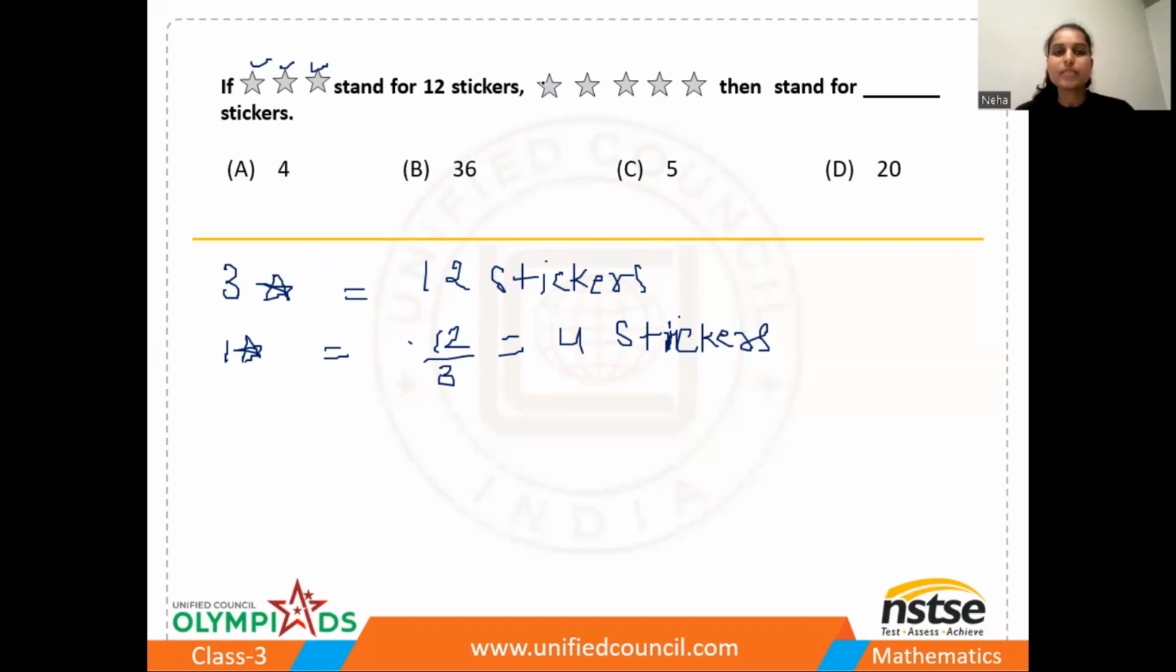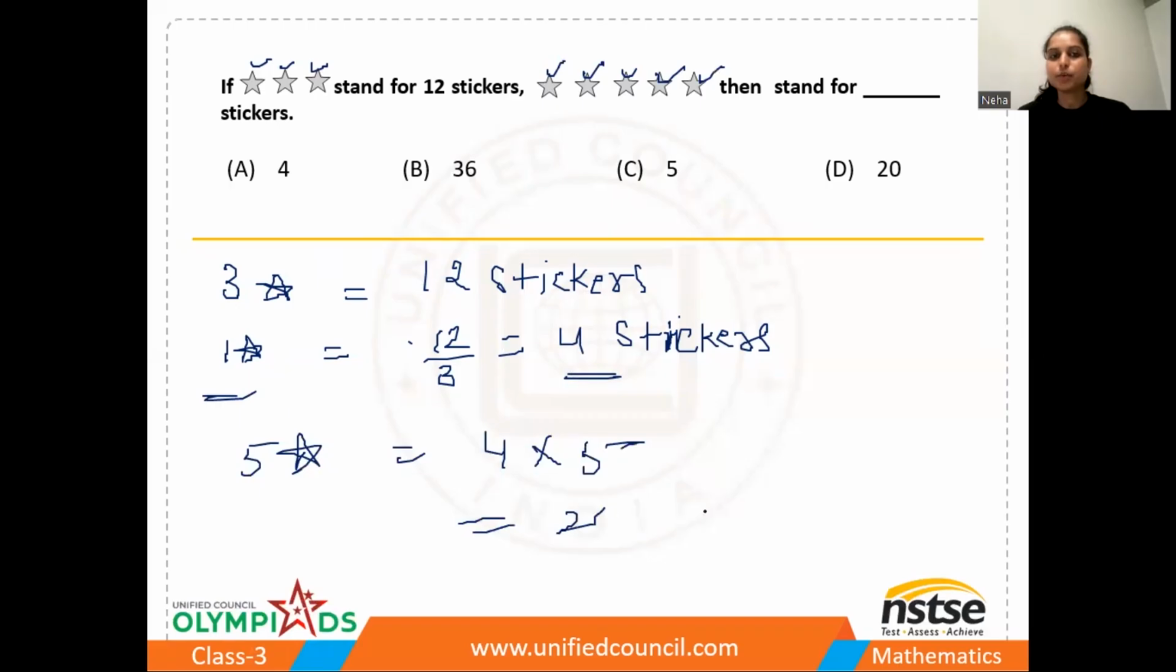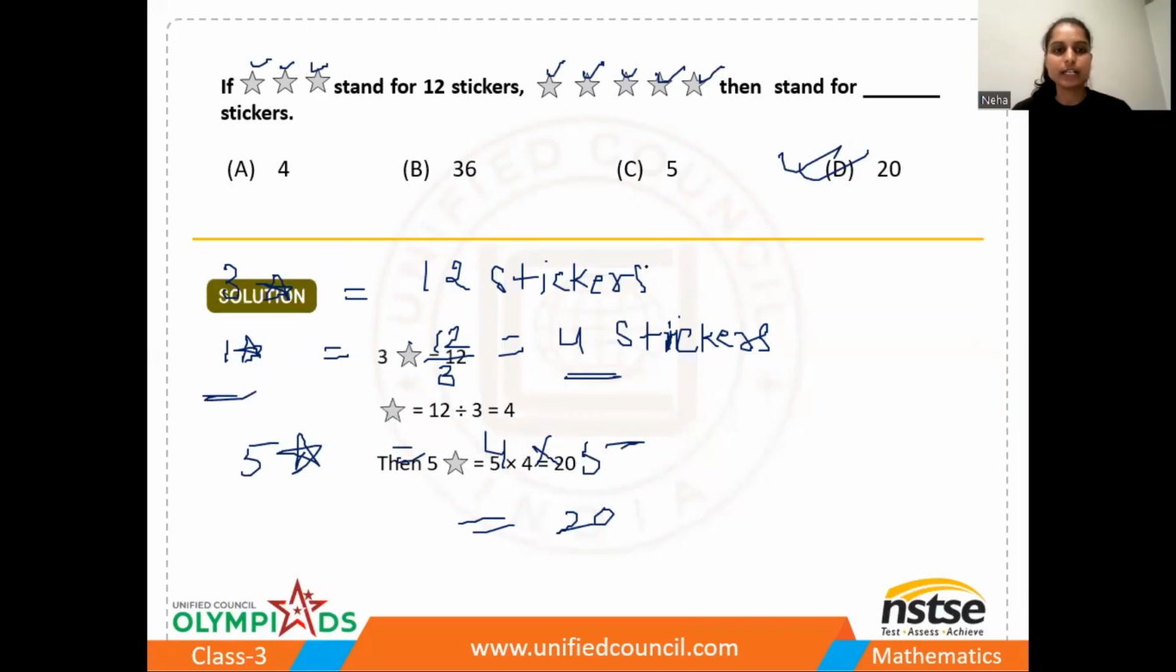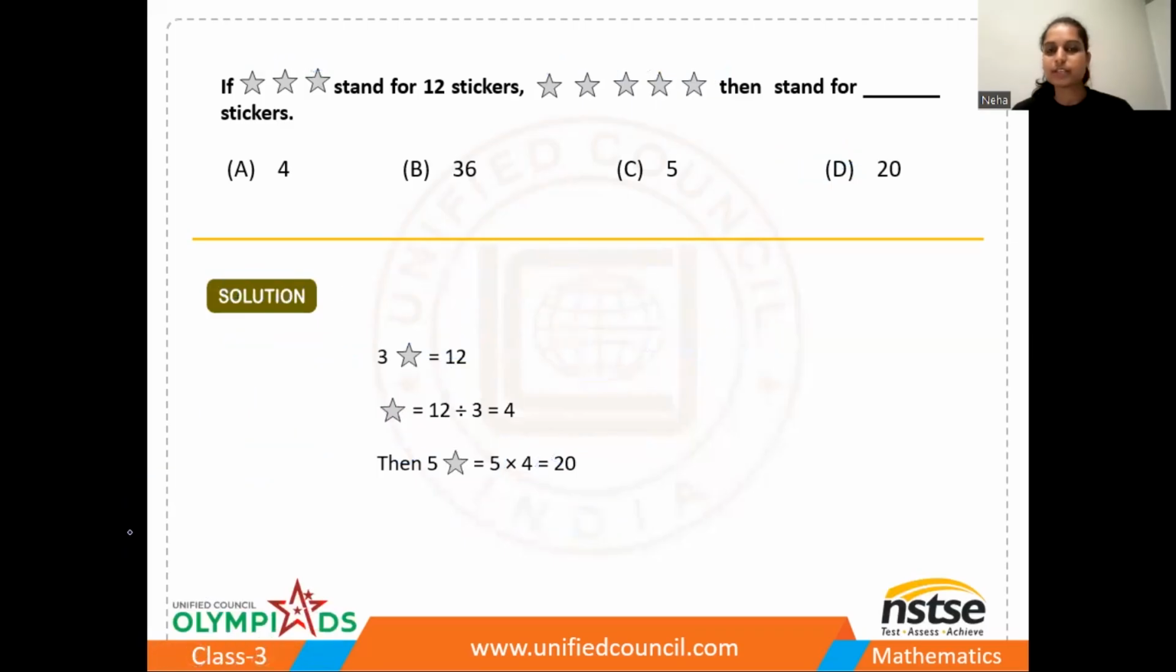So now they are asking for the value of 1, 2, 3, 4 and 5 stars, right? So 1 star is equal to 4 speakers. So 5 stars is nothing but equal to 4 multiplied by 5, that means 20 speakers. So 20, that means your option B is the right answer. Perfect. Alright, this question is also done. Now let me show you the detailed solution for this given question. That's it. This is also done.